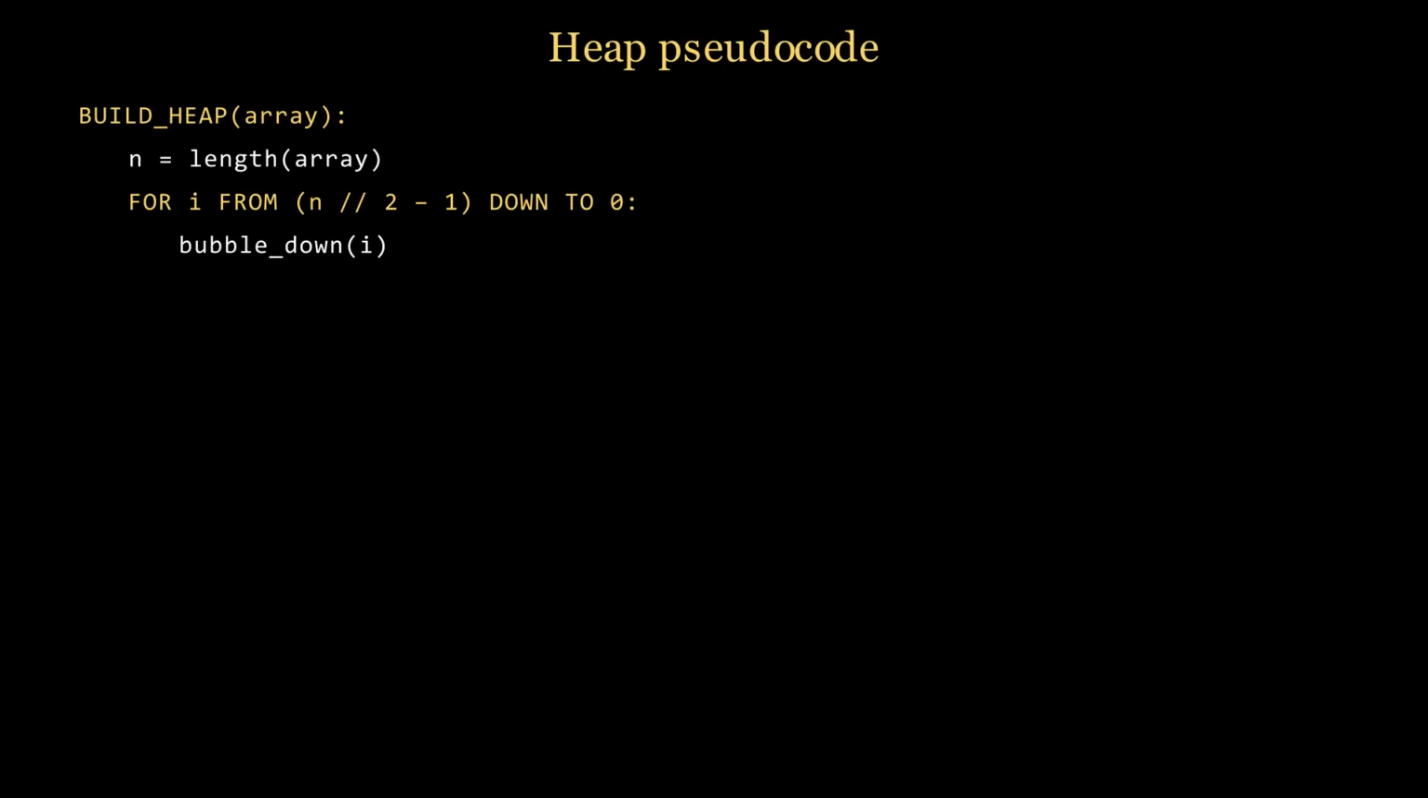Build heap, from the last non-leaf index, n over 2 minus 1, down to 0, call bubble down at each index. The whole array becomes a heap in linear time.